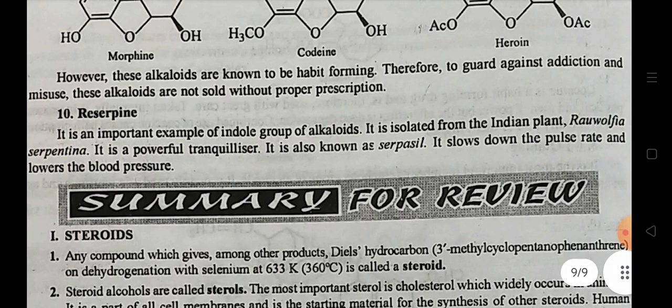Last and number 10 is reserpine. It is an important example of indole group of alkaloid. It is isolated from the Indian plant Rauwolfia serpentina. It is a powerful tranquilizer. It is also known as serpasil. It slows down the pulse rate and lowers the blood pressure.